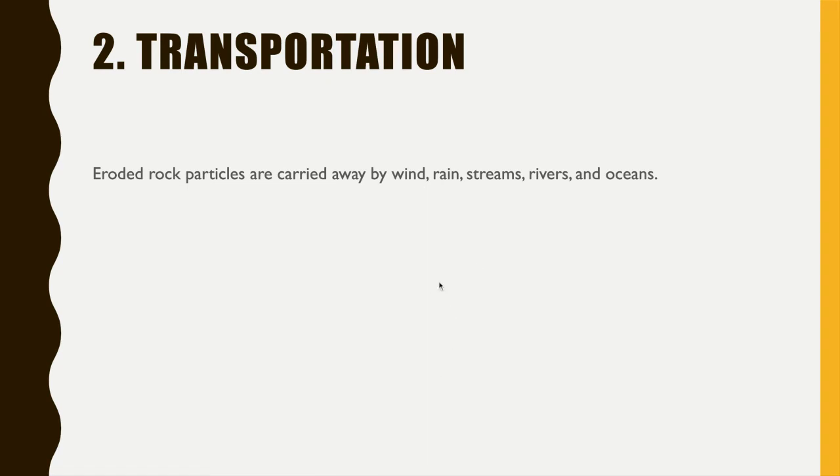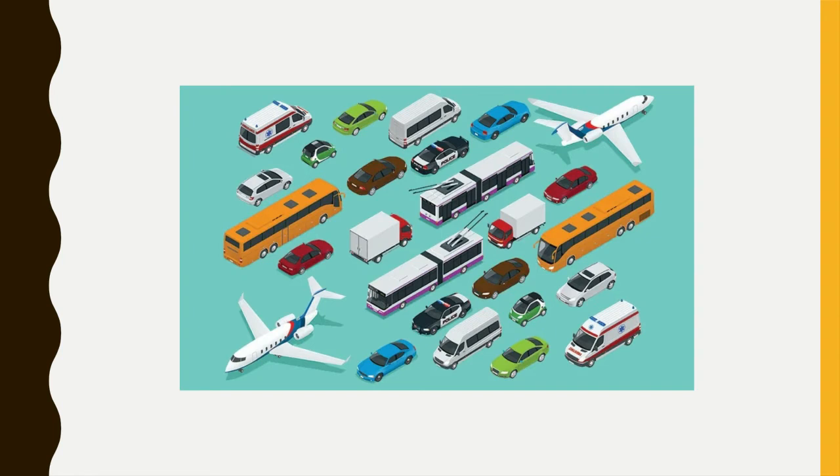The second step is transportation, and eroded rock particles are carried away by wind, rain, streams, rivers, and oceans. And I put a picture, you'll be able to see it right here. It's an easy way to remember it because the sedimentation is being carried somewhere else, so it's transportation.